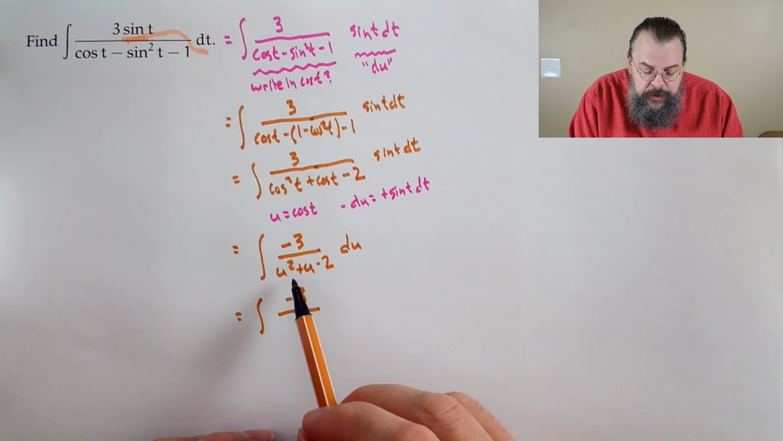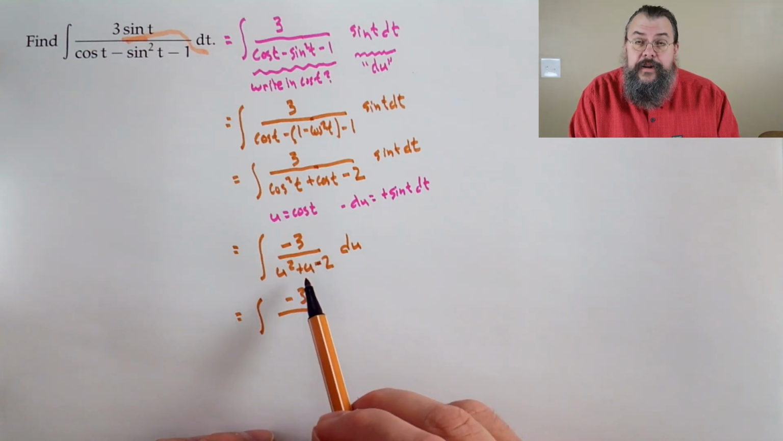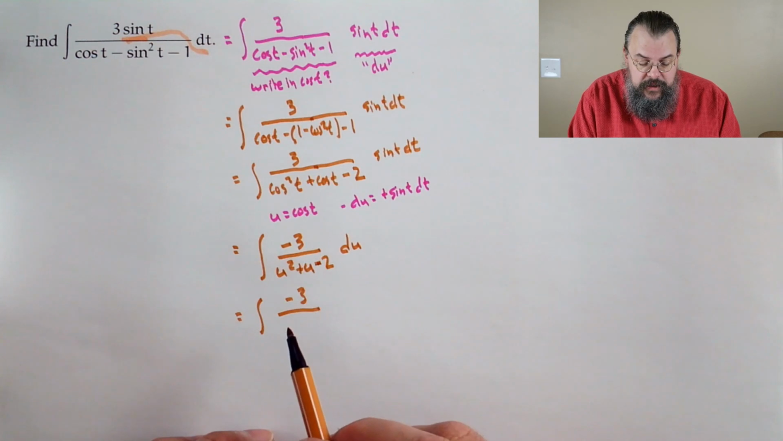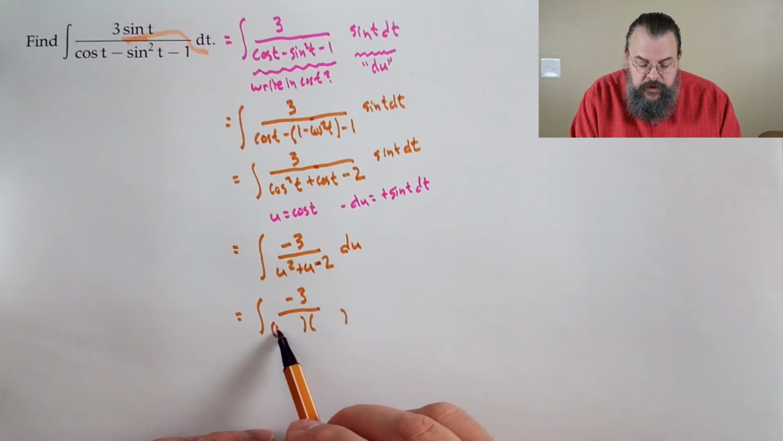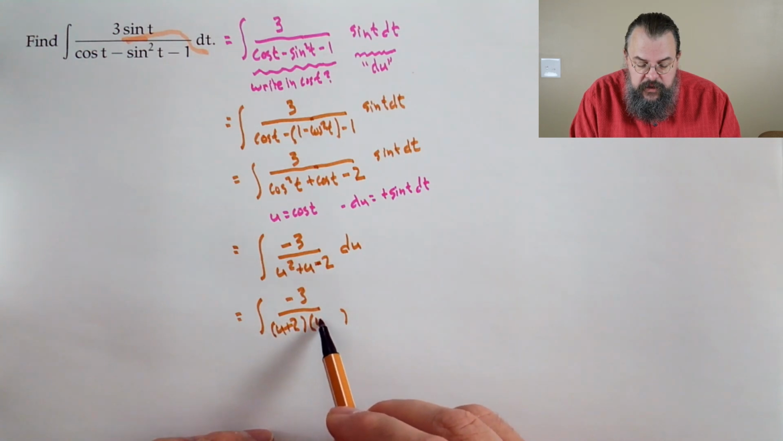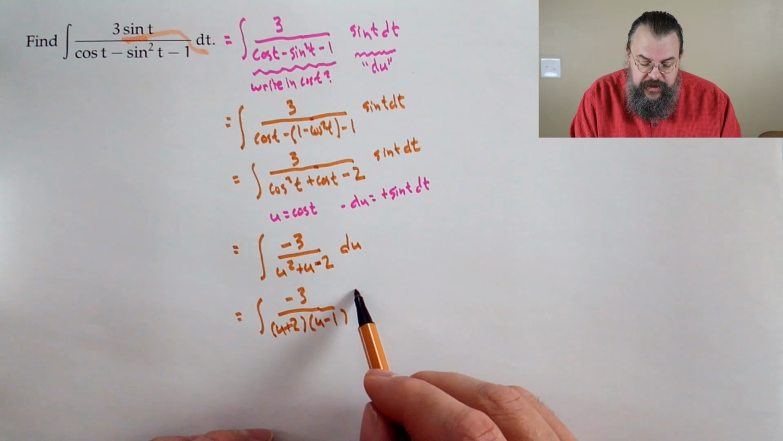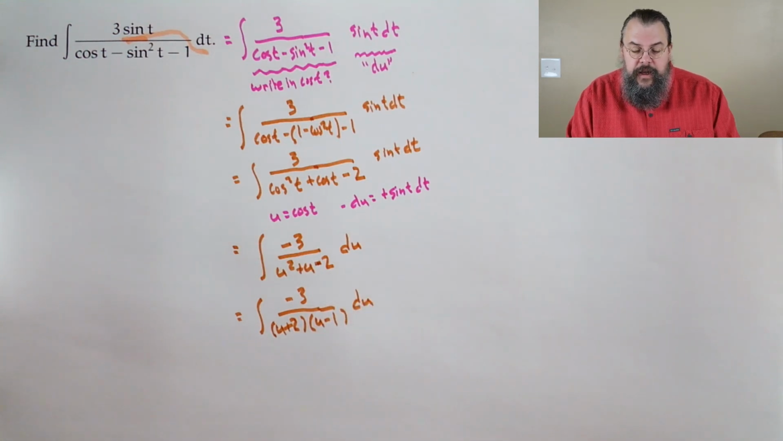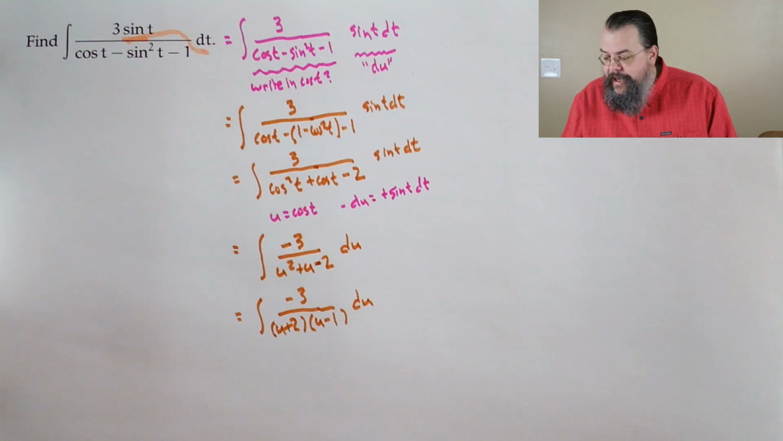Here, what do we have? We need two things that multiply together to give minus 2, but add together to give positive 1. Well, that's not too hard to come up with. If we did u plus 2 and u minus 1, that would work. All right, good.